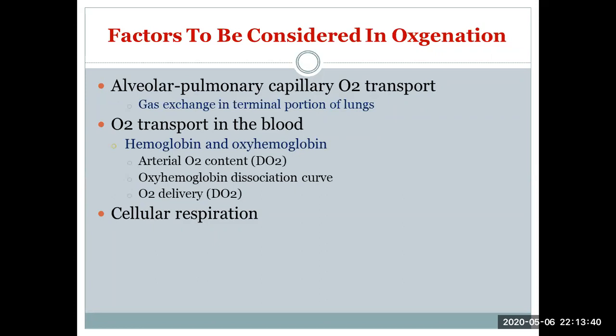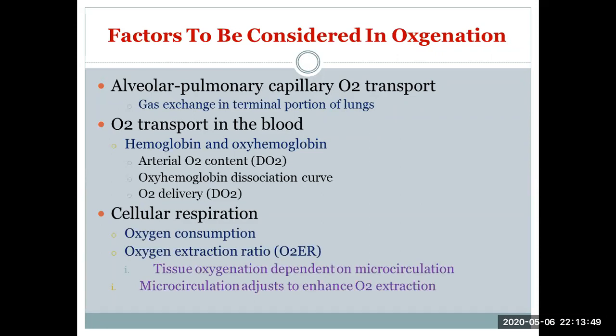I did not put the graphs as it's a bit complex at your level. The third component is cellular respiration, which is oxygen consumption and the oxygen extraction ratio. This depends on tissue oxygenation, on the microcirculation, and on the microcirculation's adjustment to enhance the oxygen extraction to the tissues itself.